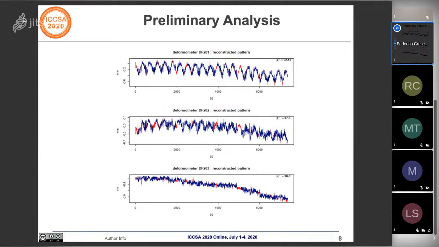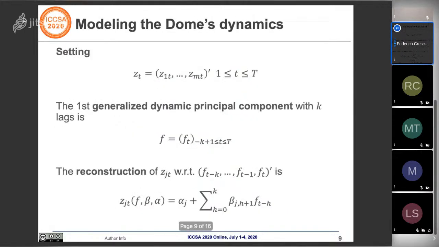The goodness of fit of this procedure is pretty good. Indeed, for most of the sensors, the goodness of fit measured by the R-square index is very high, like 90%, 87%. So it's pretty good.